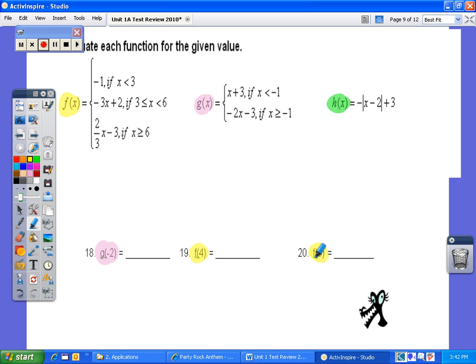Okay, so I just highlighted which ones go with which equation. So g of -2, we know -2 is actually smaller than -1, so we're going to plug that into the first one because -2 is smaller than -1. So you'll have -2 plus 3, which is 1. Okay, now we have our f functions.